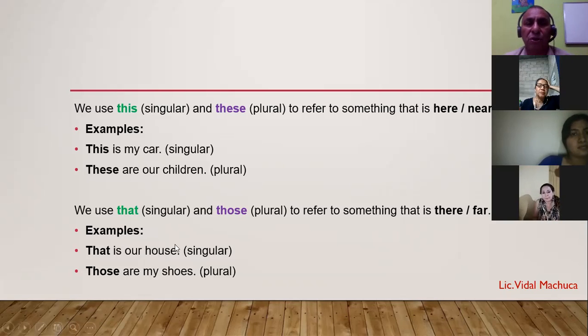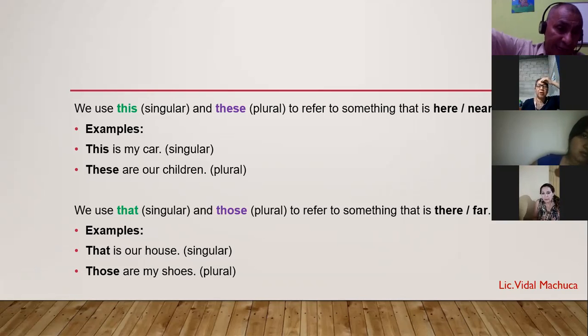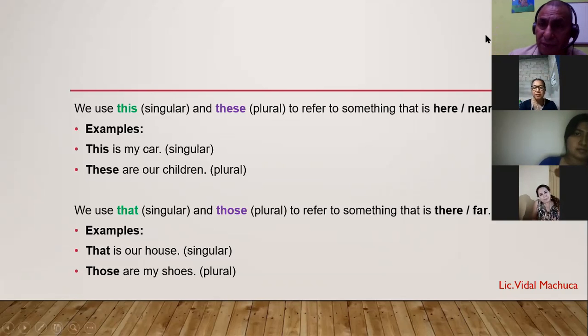Y luego tenemos, we use that para singular and those plural to refer to something that is there or far. There es allá o far es lejos. Okay. Por ejemplo, tenemos, that is our house. Si yo digo así, Graciela, that is our house. ¿Está cerca la casa o está lejos? Está lejos. Muy bien, excelente.